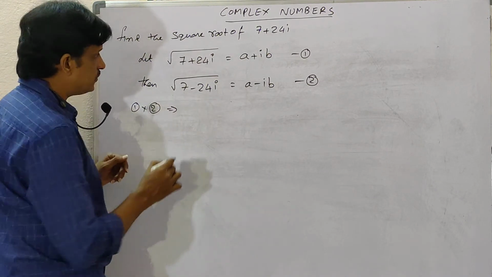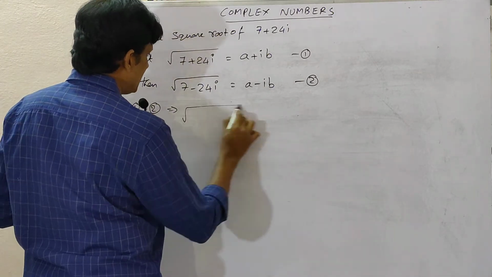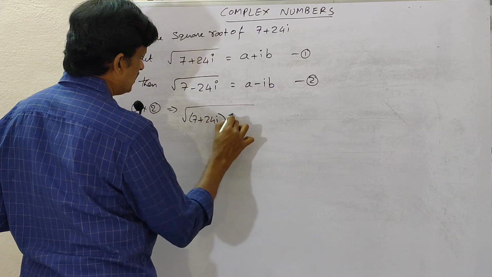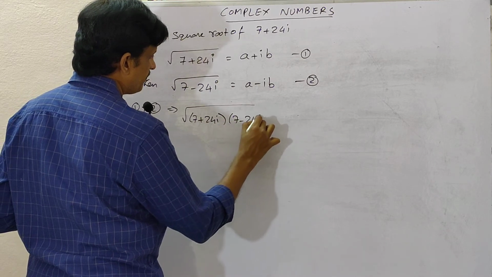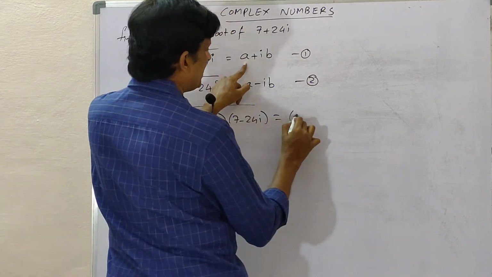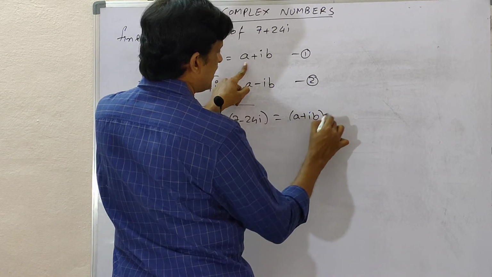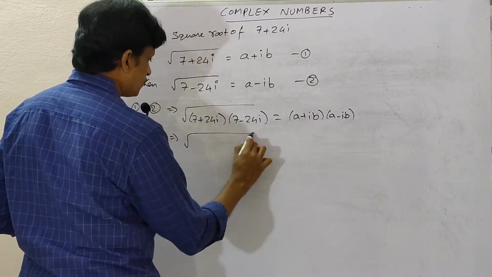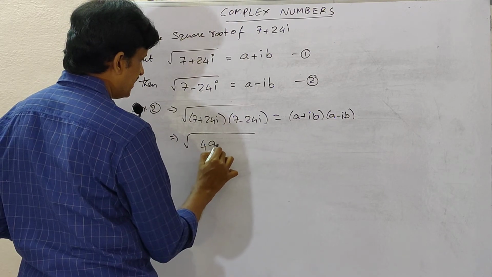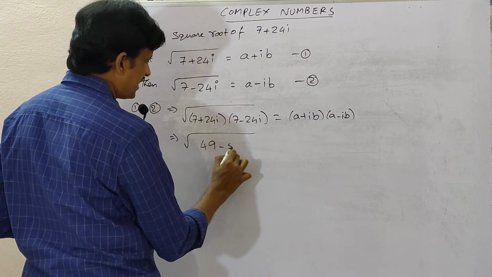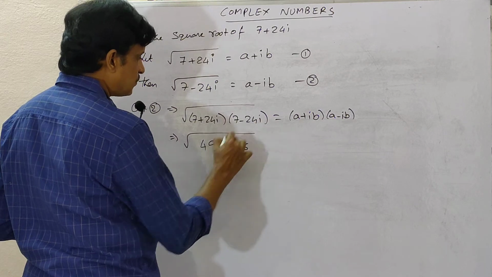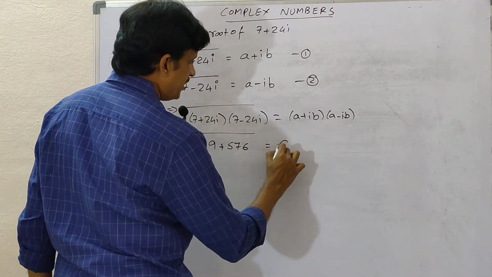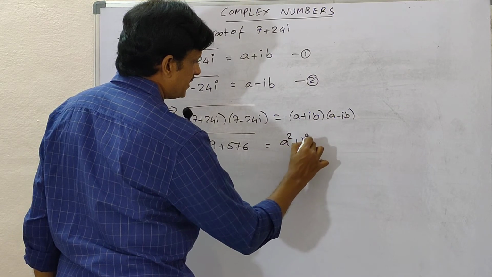Product of these two gives root a into root b form, that is root of ab. Multiply these two: 7 plus 24i into 7 minus 24i is equal to the RHS part, a plus ib into a minus ib. So this is square root of 7 square, which is 49, minus 24 square, that is 576. I square is minus 1, so this will be plus. a plus ib into a minus ib is a square plus b square.